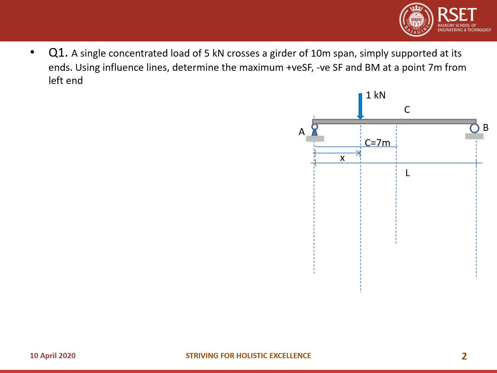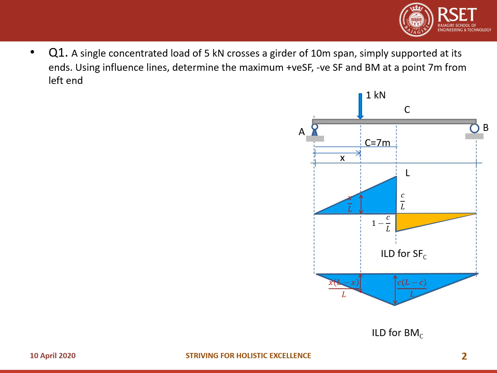So let us draw the figure. Span L is given as 10 meters and C over here is given as 7 meters. And the load is 5 kilonewton. So we'll do it for 1 kilonewton and then we'll multiply with 5 to get the corresponding forces. So this is the shear force diagram for section C, and this is the bending moment diagram for the section C.